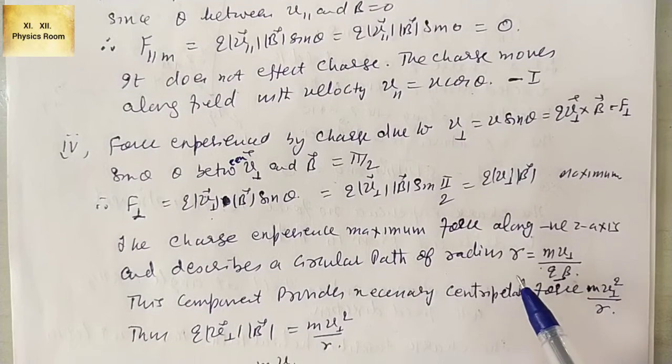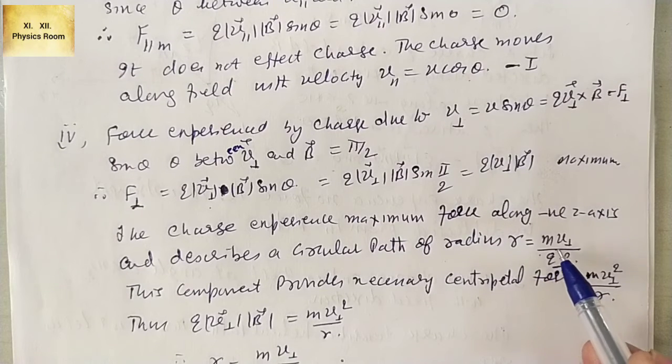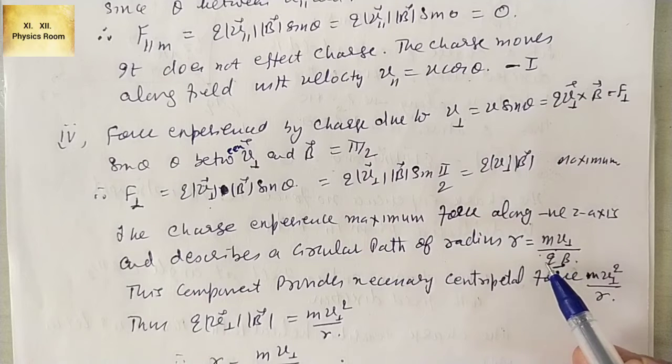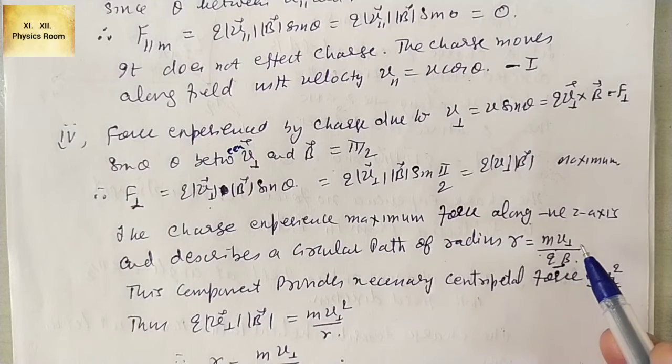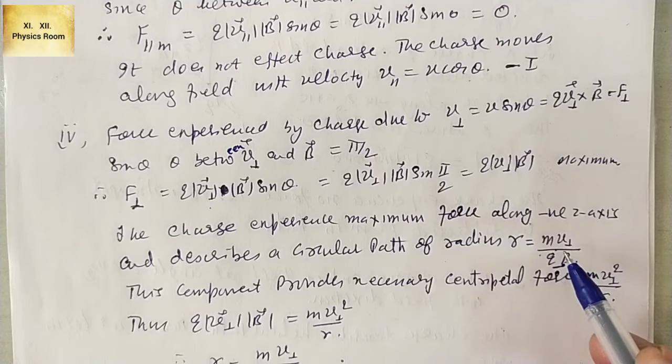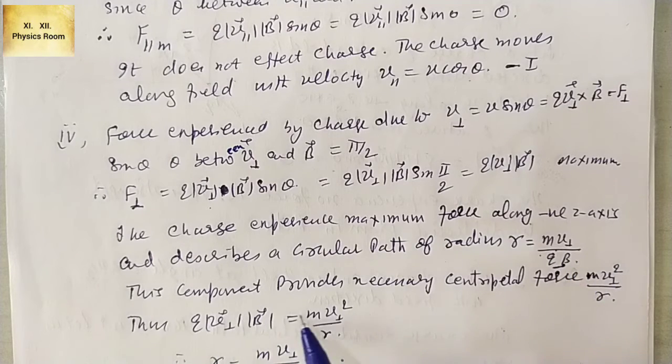So the radius of the path described is m v perpendicular divided by q B. We have derived this expression in the previous article also: when a charge enters a field in a direction perpendicular to the field, it describes a circular path of radius r equal to m v by q B. So here v is v perpendicular. This component of force provides the necessary centripetal force, m v perpendicular squared by r.